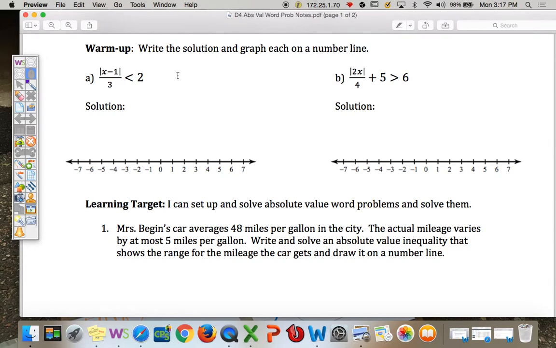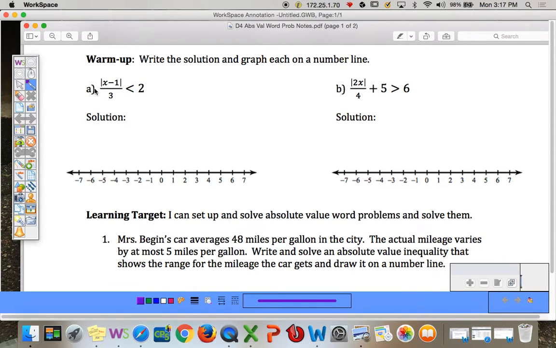So we know that when we're solving absolute value, we have to get the absolute value by itself before we split it up. So first up, we're going to multiply each side by 3. We're going to get the absolute value of x minus 1 is less than 6. Now the absolute value is by itself, so we're going to split it up, and we get x minus 1 equals 6, and x minus 1 can be negative 6. So the inside of the absolute value can be 6 or negative 6.